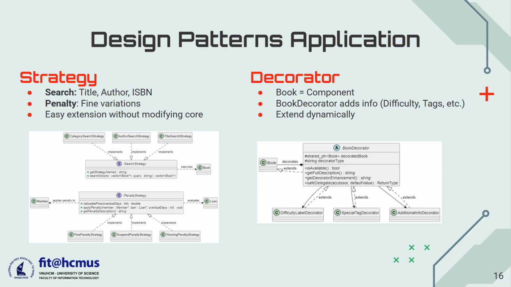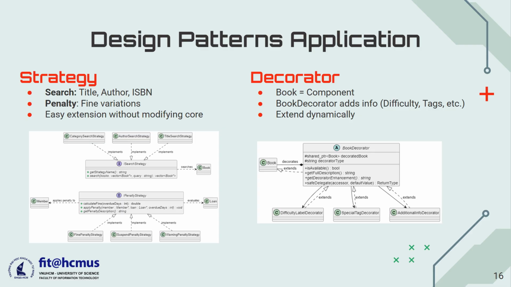In our project, an abstract interface, I-penalty strategy, defines methods for calculating fines and penalties. Concrete strategy classes like title search strategy, author search strategy, and category search strategy implement this interface, each providing a different search algorithm. This allows the system to switch between various search approaches dynamically based on user requirements.